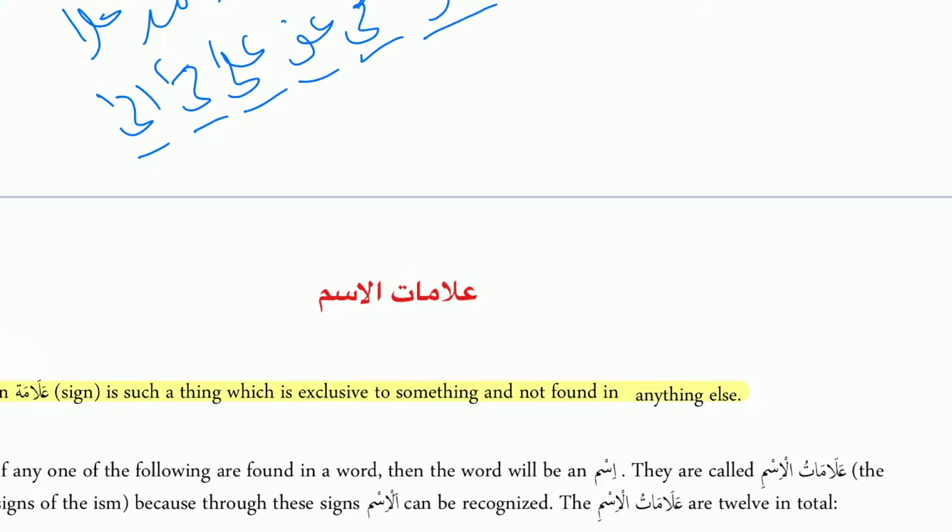How many signs of ism have we discussed so far? Two. Which ones? Alif lam and this huruf al-jarra, dukhul harf jar or huruf jar. Dukhul means they come before a kalima, okay? The harf jar is not in a kalima. It has to be before. Then if it comes before a kalima, it means that is an ism.